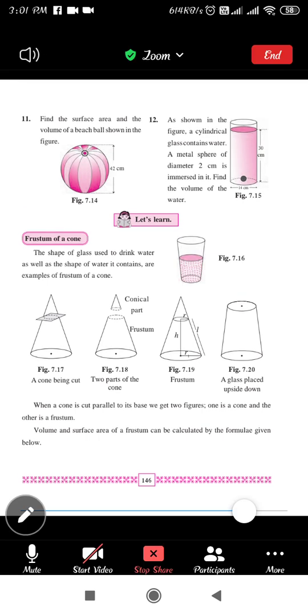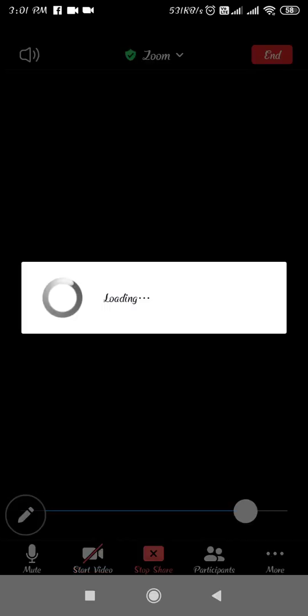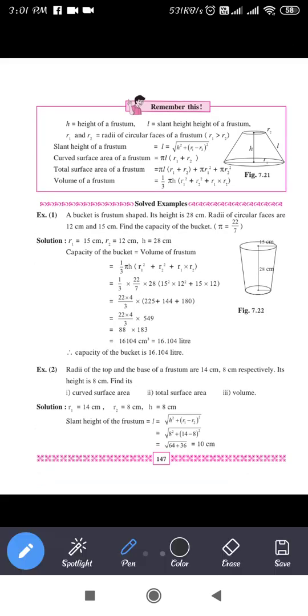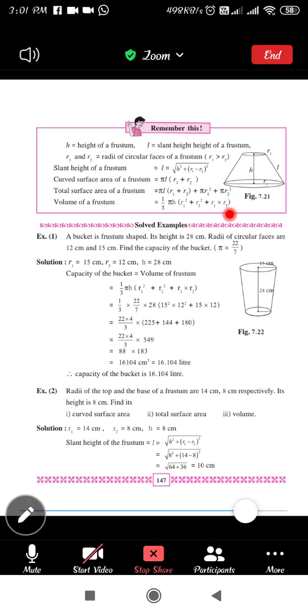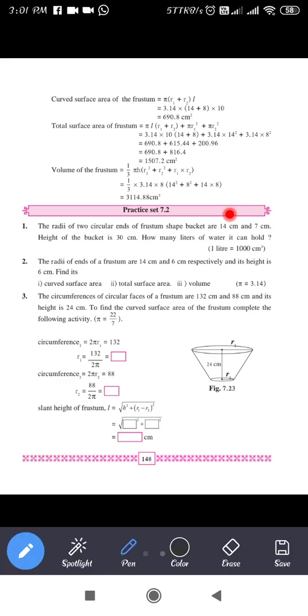Okay. The formulas to find out these three aspects. Curved surface area is pi l into r1 plus r2. Total surface area of frustum is pi l into r1 plus r2 plus pi r1 square plus pi r2 square. Volume of a frustum is 1 upon 3 pi h into r1 square plus r2 square plus r1 into r2. Got it? So now we'll be using these three formulas to solve question number 2.